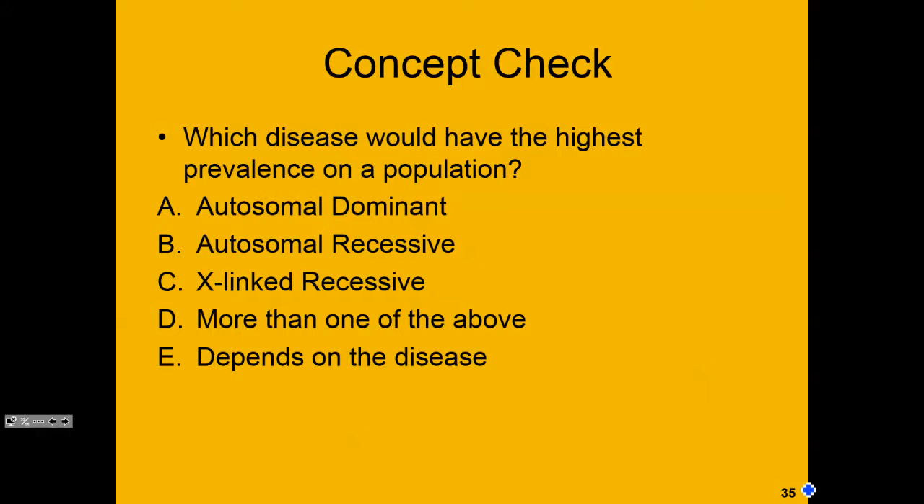So, concept check, guys. Which disease would have the highest prevalence in a population? And let's assume there's no selective breeding going on. So everyone looks the same and you aren't going to be worried about cooties or life expectancy. Recessive one, autosomal recessive. The highest frequency.